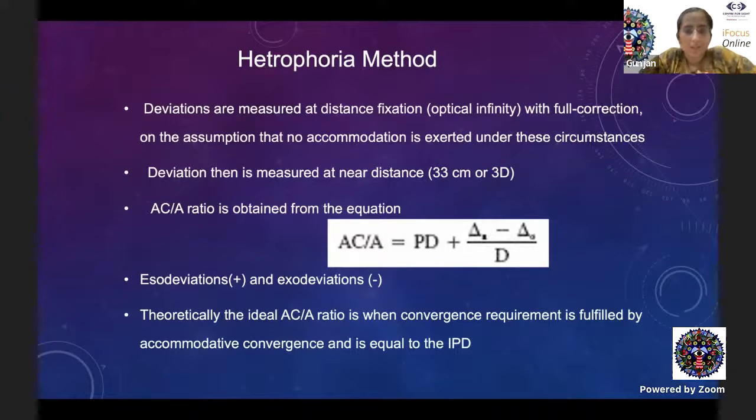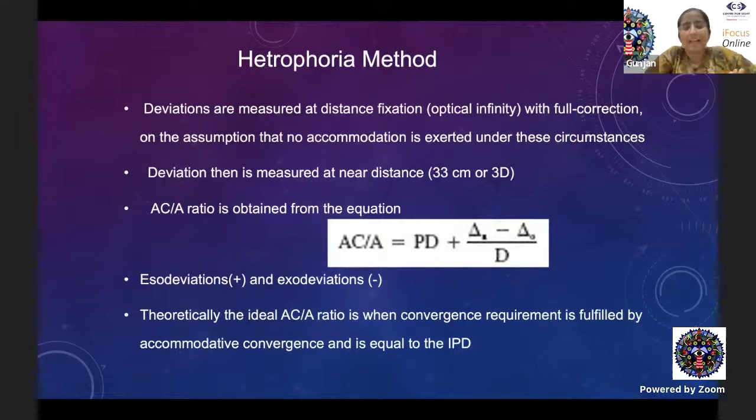So the AC by A ratio is obtained by the equation: IPD plus deviation near minus deviation for distance, divided by the dioptric accommodation which is exerted. That dioptric accommodation is 3 diopters because the fixation distance was 33 centimeters. So 100 by 33 is 3 diopters. For esodeviations, the sign is minus, and for exodeviations, the sign is plus.